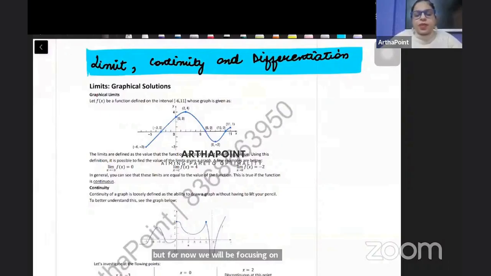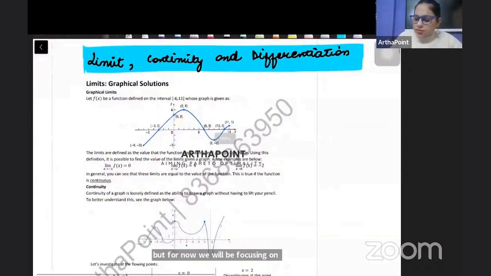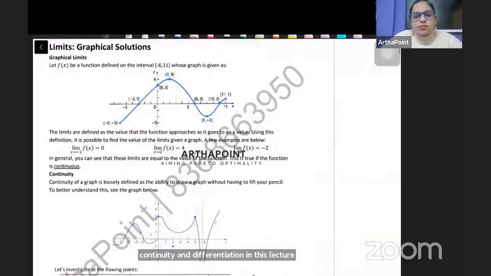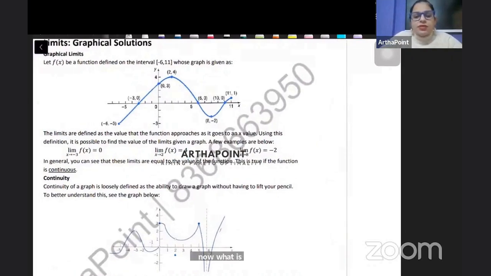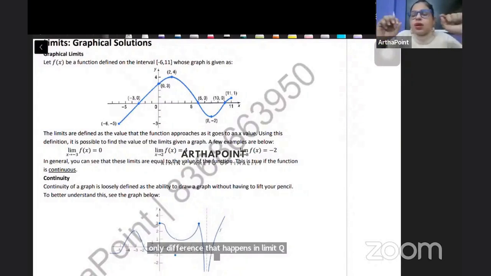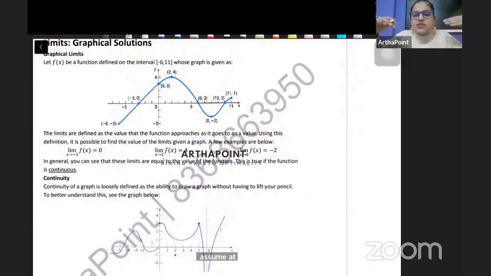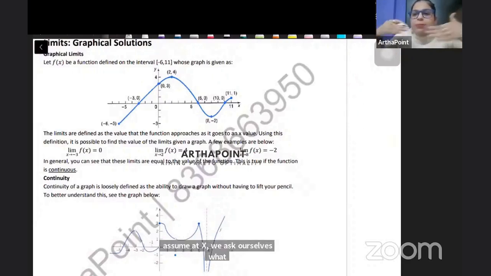लेक्चर लेट्स स्टार्ट बेटा। सबसे पहले हम बात करेंगे लिमिट की। Now what is limit? लिमिट होती क्या है? Whenever we talk about limit, actually it is simply the value that the function takes at a particular x. Now the only difference that happens in limit, क्यों हम उसको limit बोलते हैं? Because we don't assume at x.